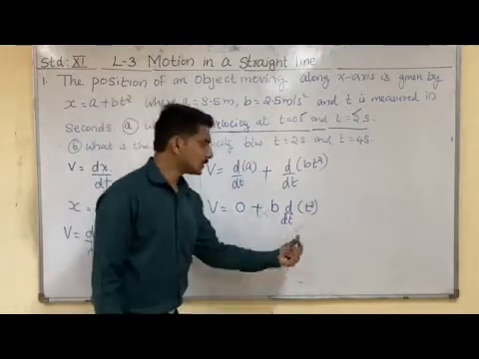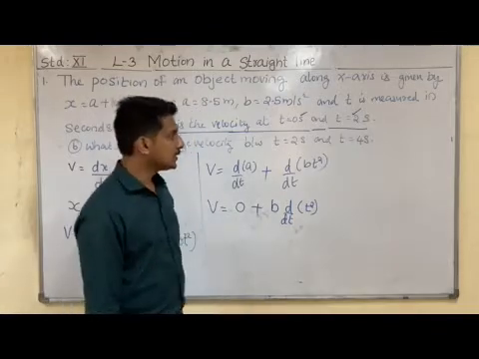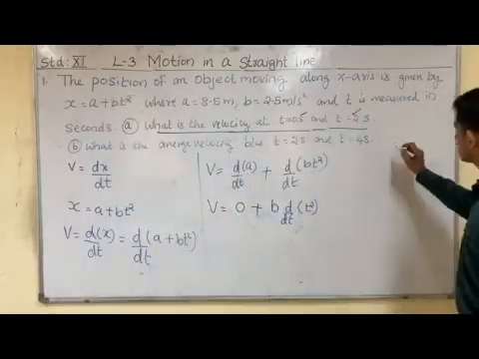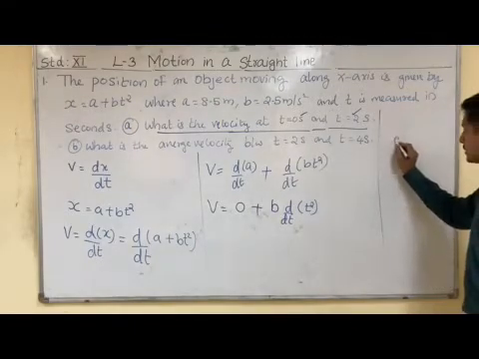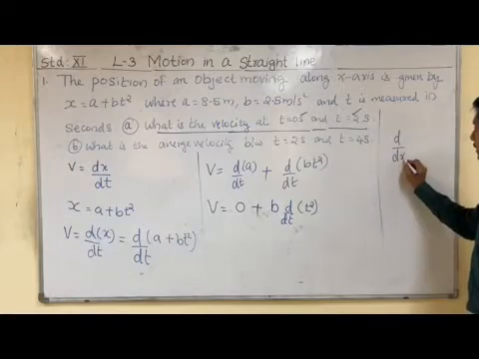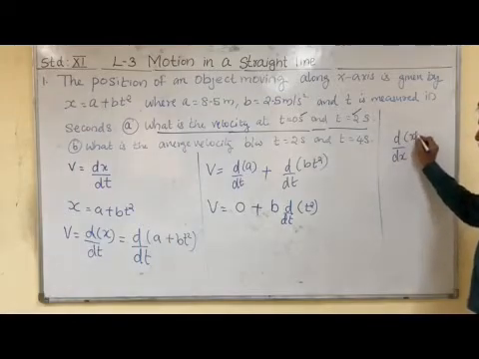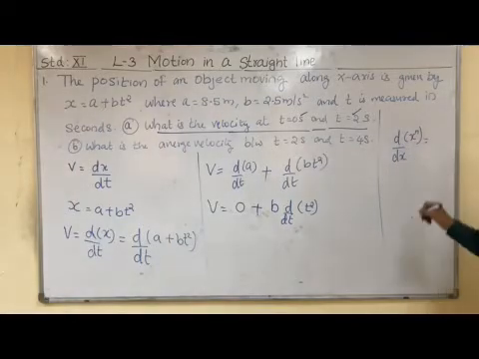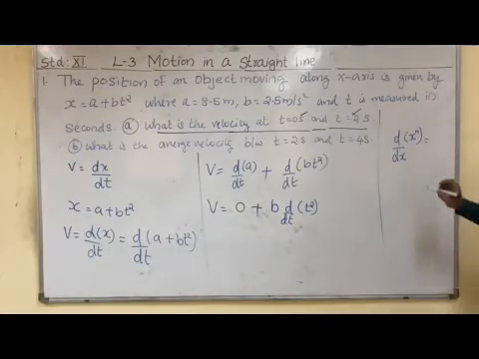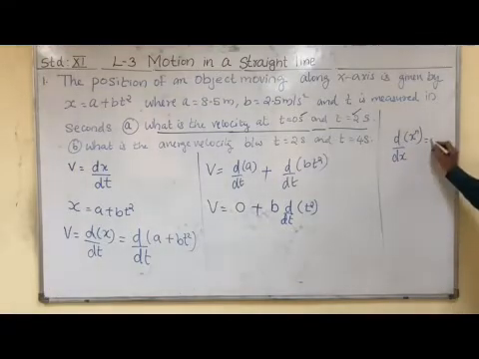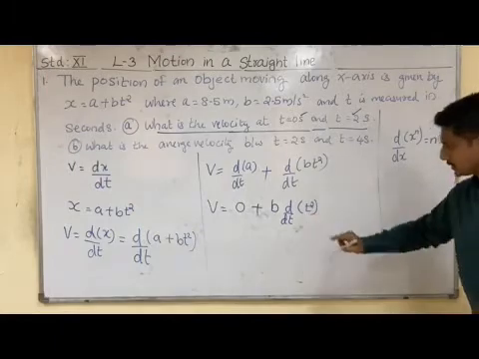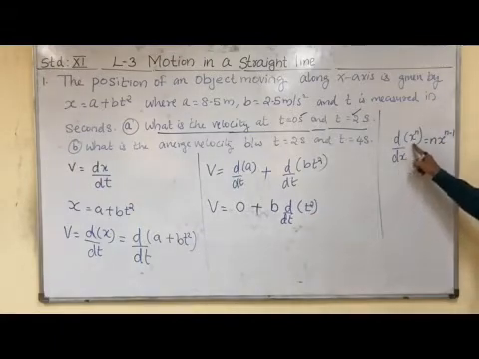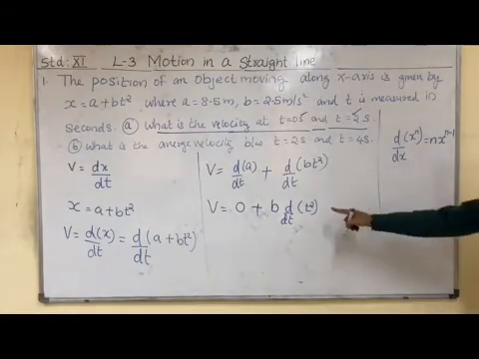How will you do this differentiation of t square? There is one general rule we have to consider when carrying out differentiation. For example, d by dx of x raised to n. This is the general form. d by dx of x raised to n is given as n x raised to n minus 1. We are going to apply this rule in this case.